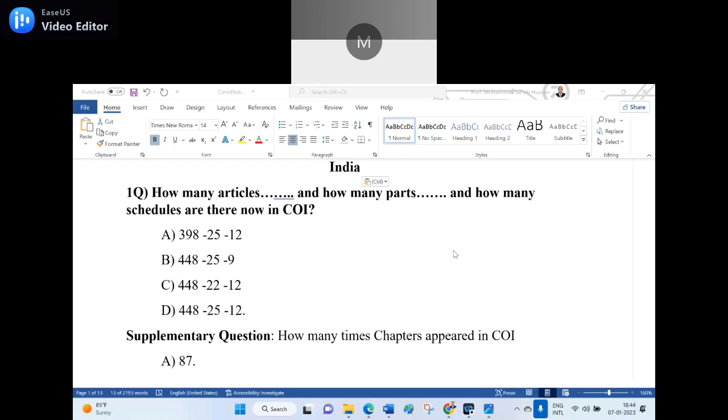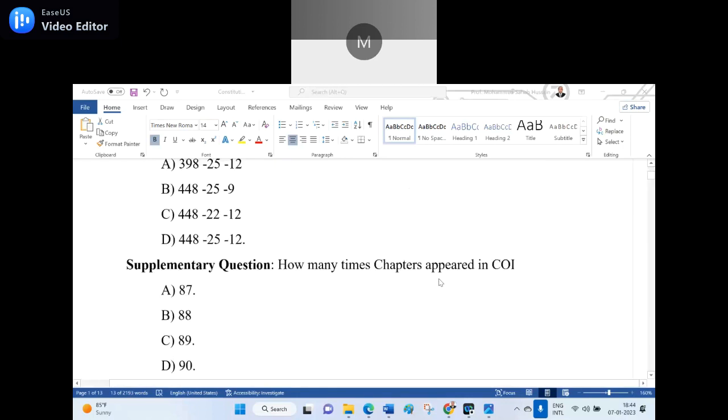Now the supplementary question is: how many chapters do you think there are in the Constitution of India? Number one, if the chapters are there, how many times are chapters repeated? A, 87, B, 88, C, 89, D, 90. 89 is correct, sir. 89 is correct. Okay, I appreciate it. Can you tell me in which part the chapter first appeared?